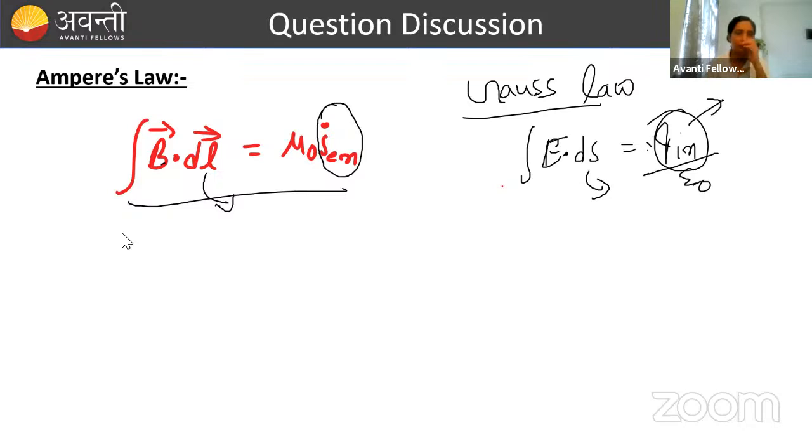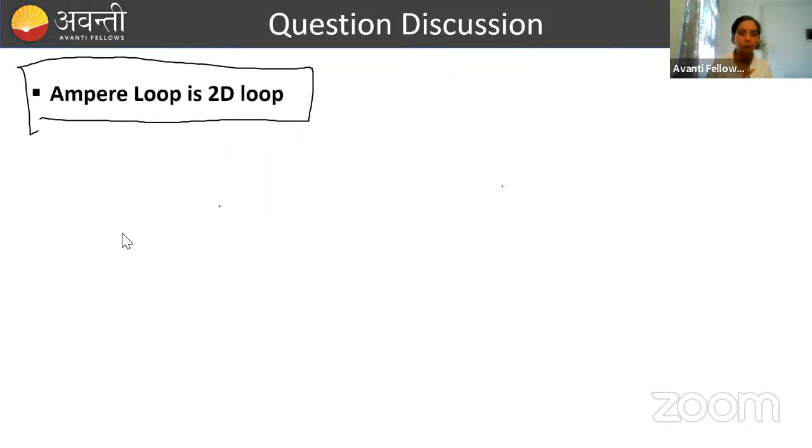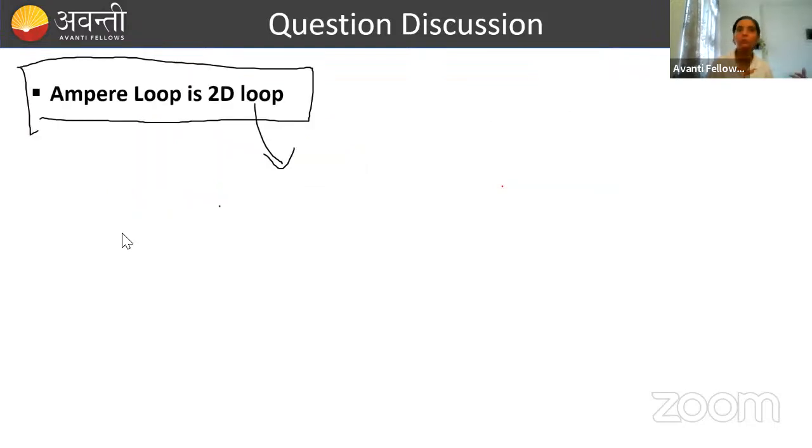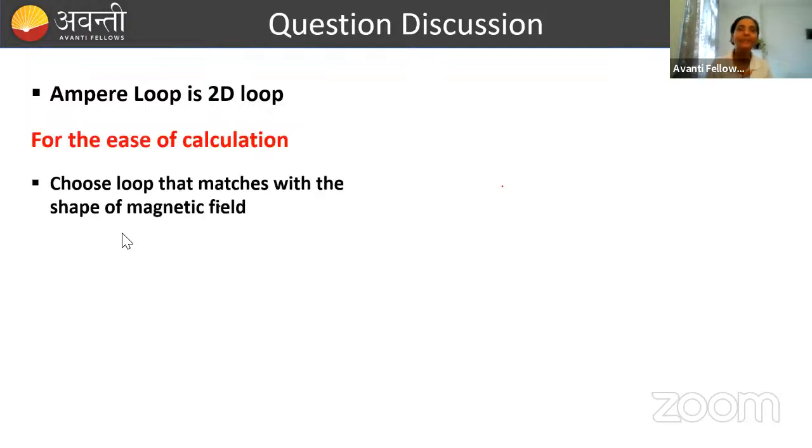अब देखो पहले तो एक्सप्रेशन को समझ लो, एक्सप्रेशन क्या है, B dot dl इक्वल टू mu naught I enclosed. फॉर अ मोमेंट लेट्स फॉरगेट कि इसको अप्लाई कैसे करना है, पहले एक्सप्रेशन को समझते हैं, ठीक है? तो वेरी फर्स्ट थिंग इज कि Ampere loop is 2D loop. जैसे to apply Gauss's law we used to take a Gaussian surface, right? Also, to apply Ampere's circuital law, we need to take an Ampere loop. An Ampere loop will be a 2D loop. Gaussian surface used to be 3D, right? And it will be 2D.